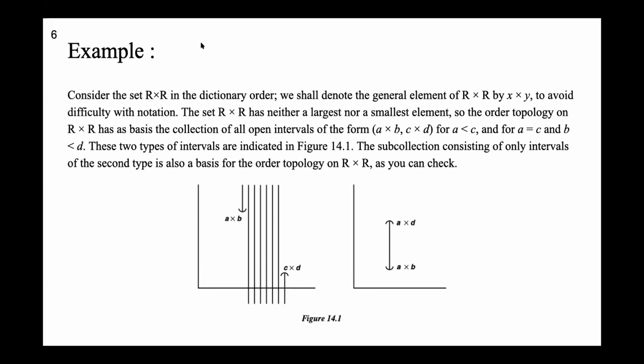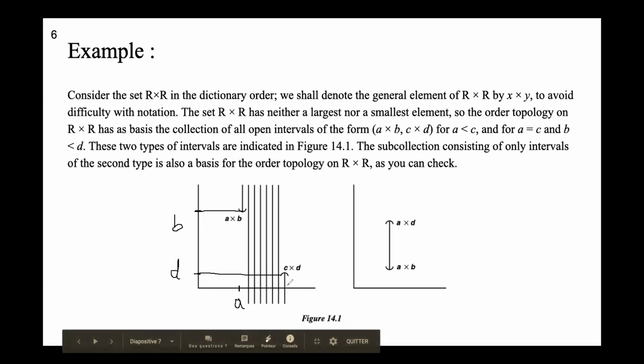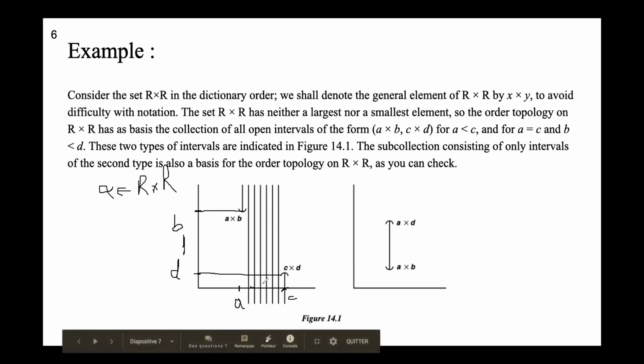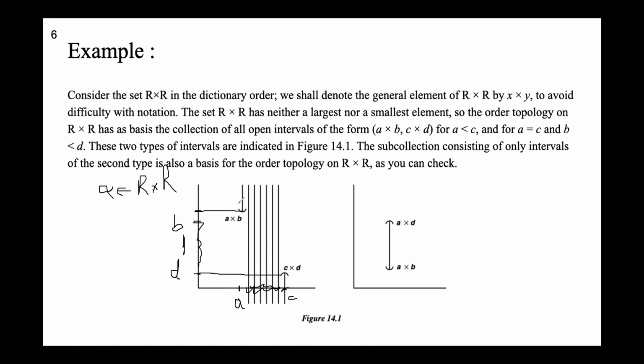collection of all open intervals of the type A times D or A times B, where B is smaller than D. So here in the figure, you can see, let's say this is B, and that would be D. Here, that would be A, and here, that would be C. So if, for example, an element alpha is in the set R times R, then alpha would be between B and D. It would be greater than A and smaller than C. So it would be here and here at the same time, which means that if alpha is an element of R times R, it would be here. Does that make sense?